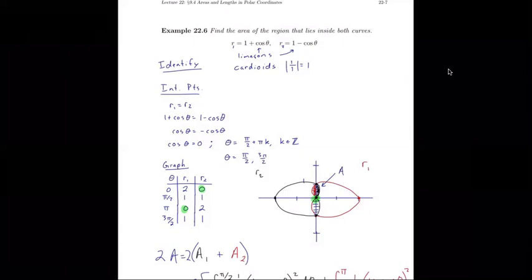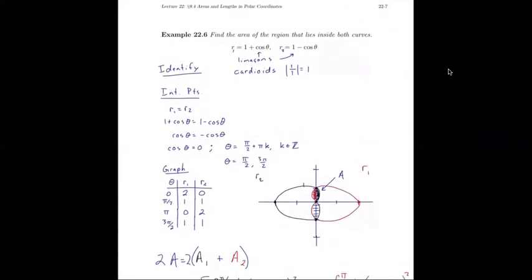And notice that occurs at non-pi over 2 angles. But in polar coordinates it is an intersection, and in Cartesian coordinates it would not be an intersection, it didn't come out something like this. But anyway, we never think about these things in Cartesian, so we're fine to think of it as is. Now, we need to find the area that lies inside both of these curves.